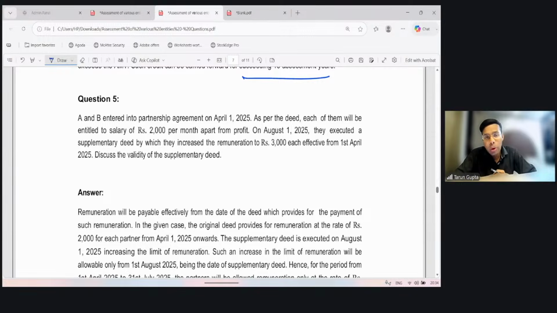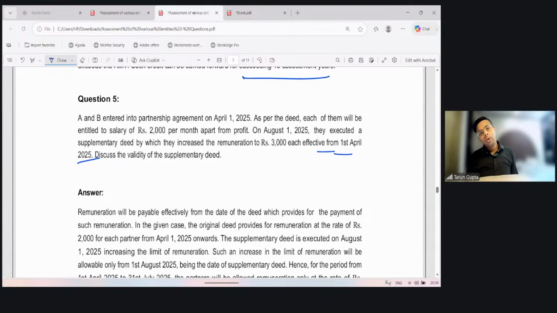On 1st August 2025, they executed a supplementary deed by which they increased the remuneration to 3,000 each. Good. Effective from 1st April 2025. So this is the problem. You increase it, no problem, but you increase it with retrospective effect. To do that, but I will not allow the increased amount from the retrospective effect.